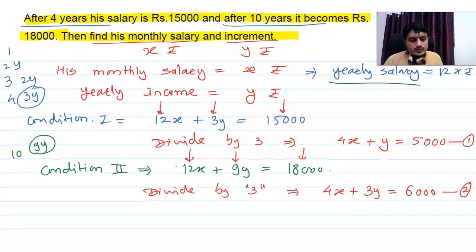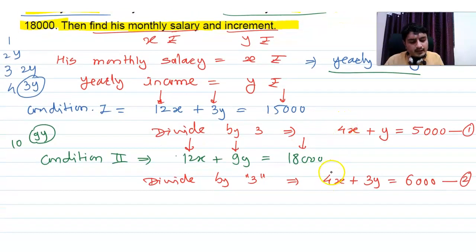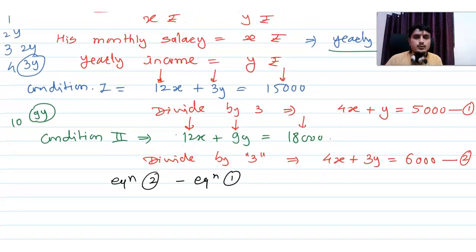Now look at equations 1 and 2 carefully. The coefficients of variable x are identical, having the like sign, plus 4 and plus 4. So try to subtract equation 1 from 2. That means we are using the elimination method here to evaluate the values of x and y. So 4x minus 4x becomes 0x, meaning they are getting cancelled. 3y minus y we have 2y, that equals 6,000 minus 500.